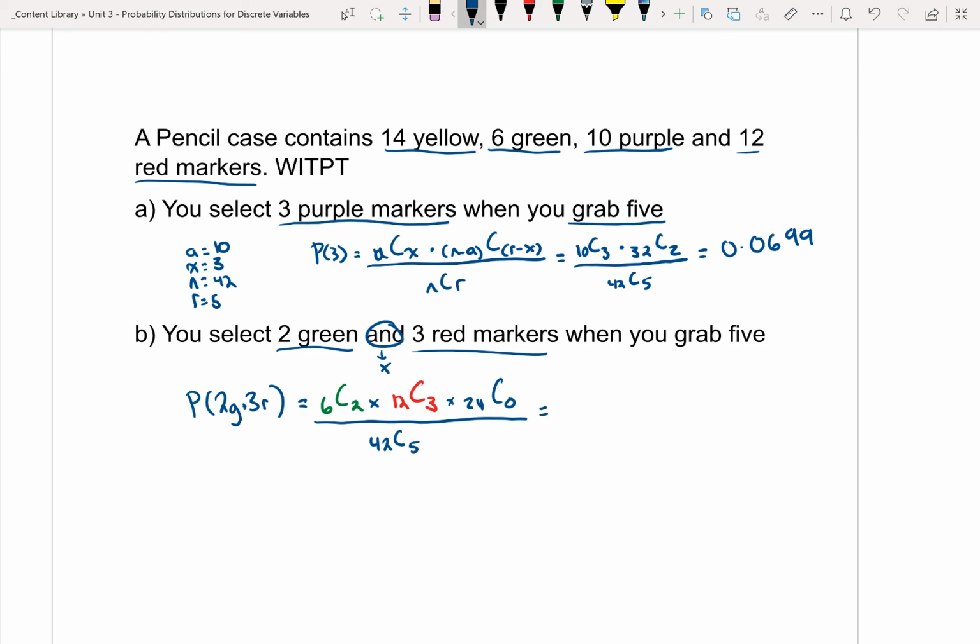If I work through this, I should get 3,300, all divided by 850,668, which works out to 0.003879, or 0.39%. So a very small percent chance of getting 2 green and 3 red markers when we grab 5.